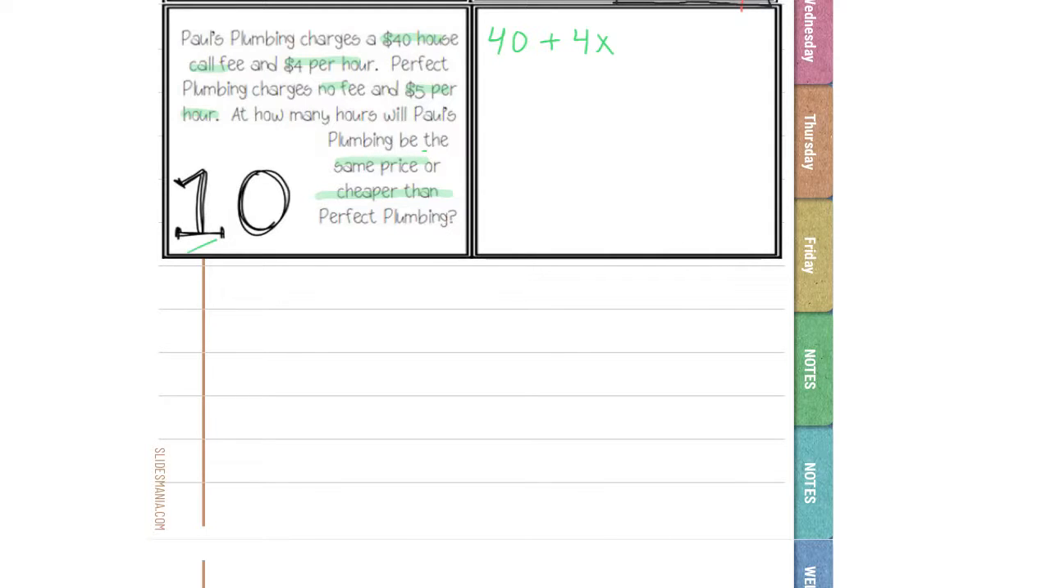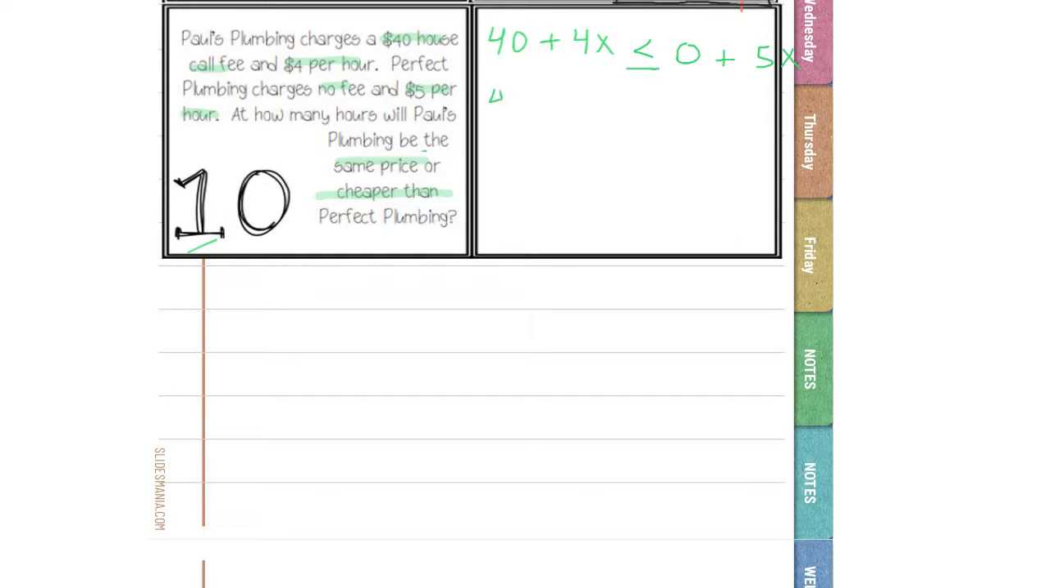Now, let's go to the question to figure out what our sign is going to be. So how many hours will Paul's Plumbing be the same price or cheaper than Perfect Plumbing? So same price or cheaper than. So that means equal to or less than, okay? So less than or equal to. Then it says Perfect Plumbing charges no fees. So they have no fees. That's our constant. And they charge $5 per hour, but we don't know how many hours. So again, we have x.